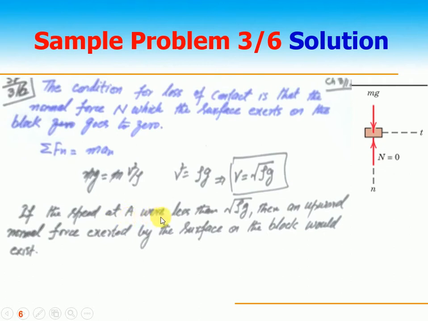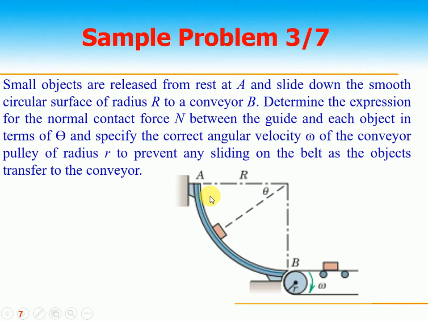If the speed at A were less than the square root of rho g, then there is an upward normal force exerted by the surface on the block, because the block is in contact with the surface, and then we have a normal acceleration. But if the velocity is larger than the square root of rho g, then there is no contact, and there will be no surface reaction on the body. Let's move to problem 3-7.